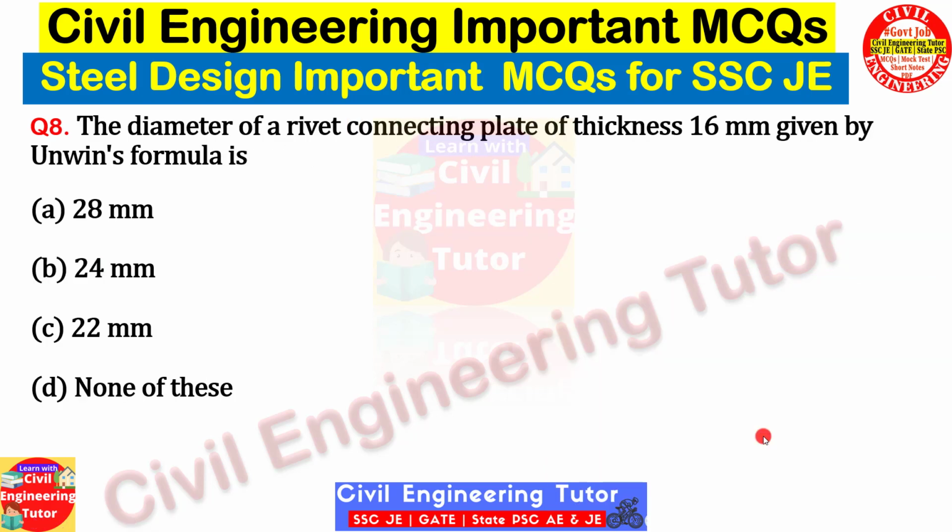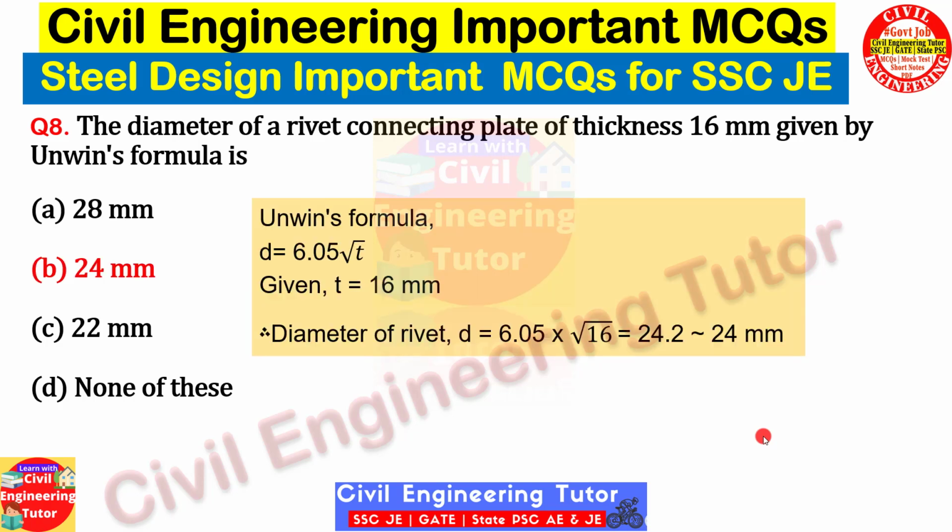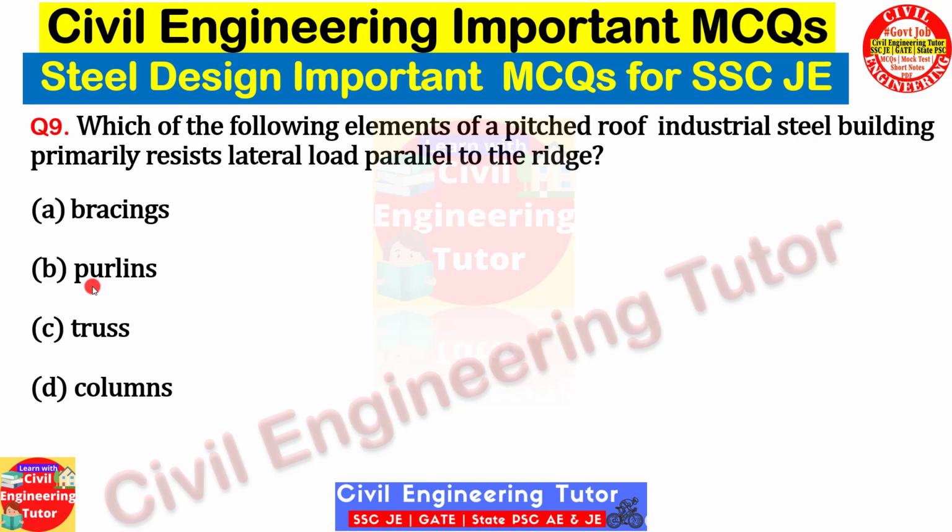Question number 8, the diameter of a rivet connecting plate of thickness 16 mm given by Unwin's formula is. So I think this is a very basic question, and all of you who have studied steel design at least one time must know the formula of Unwin's. And Unwin's formula is like this: 6.05 root over T. Here T is the thickness of the connecting plate, which is 16 mm. So simply putting the value 6.05 root over 16 will give the correct answer, and the correct answer will be 24 mm.